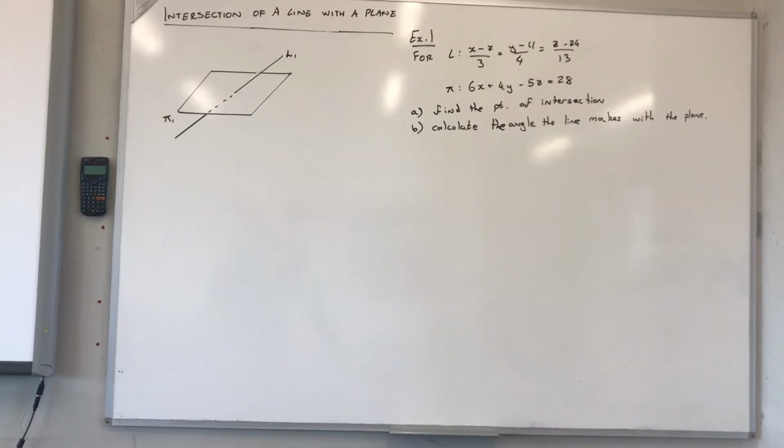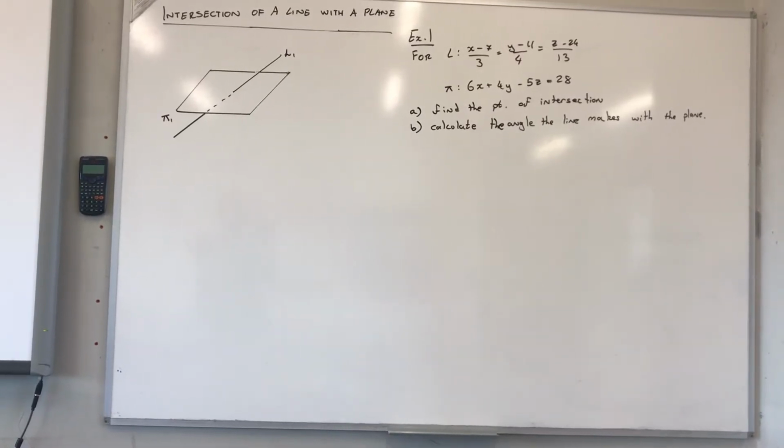Hi. So in this video what we're going to look at is the intersection of a line with a plane. Firstly we need to consider how they interact with each other. I've tried to sketch that on the left. We've got the plane represented by pi and the line represented by L.